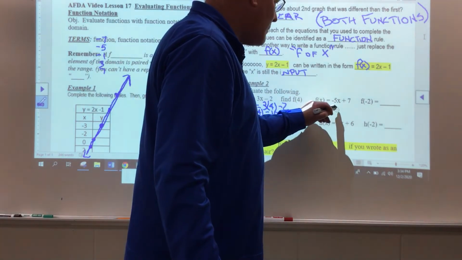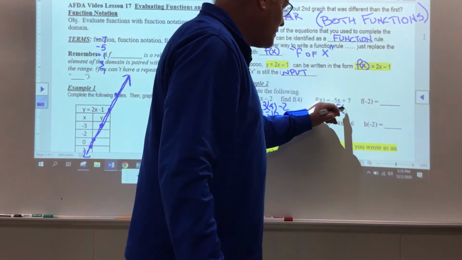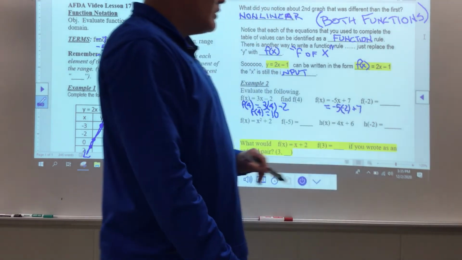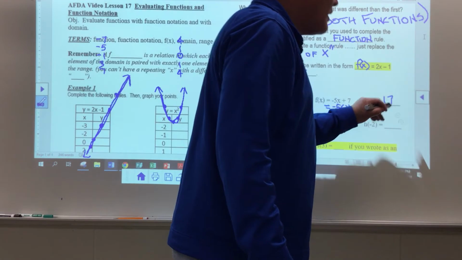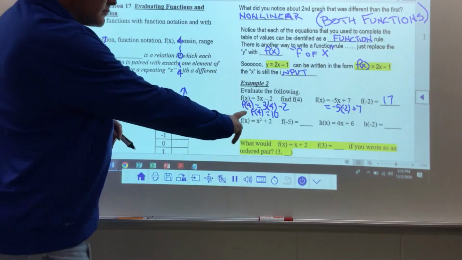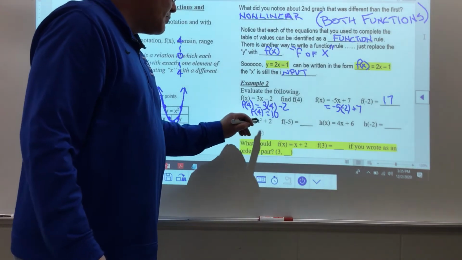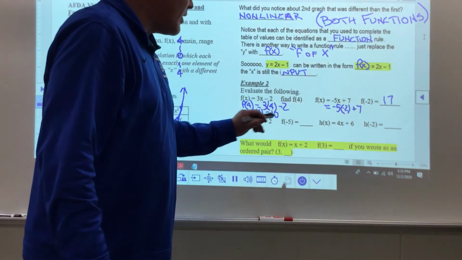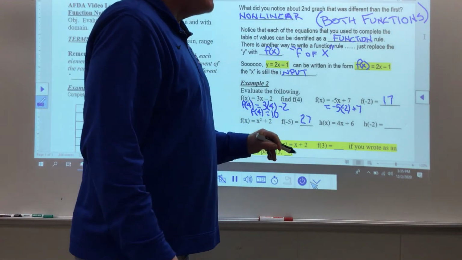So if you were going to type this in your calculator, you would have negative 5 in parentheses, you would have negative 2, and then you would add your plus 7 on there. So you would come up with a 17 there. Now, same game going on here. F of negative 5, if you plug negative 5 in there, whether you put it in your calculator, put it in parentheses if you're doing it that way, you might wind up with 27 for that one.